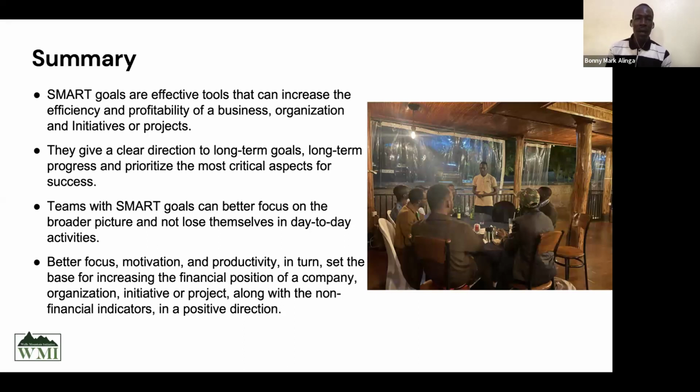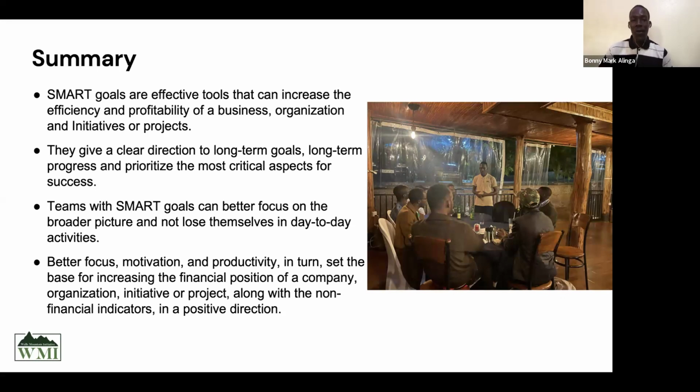SMART goal, SMART goal, SMART goal. SMART goals are effective tools that you and I and every organization should maximize to increase the efficiency and profitability of their productivity or the initiatives or the projects or the businesses.